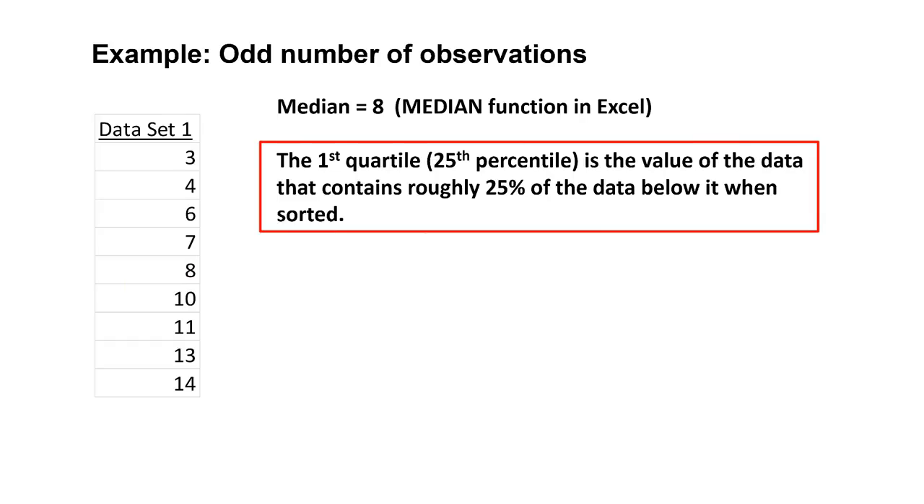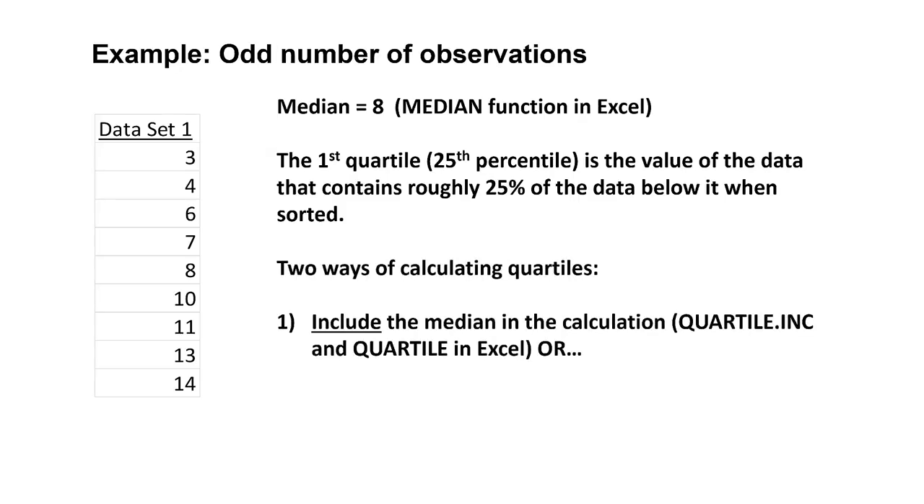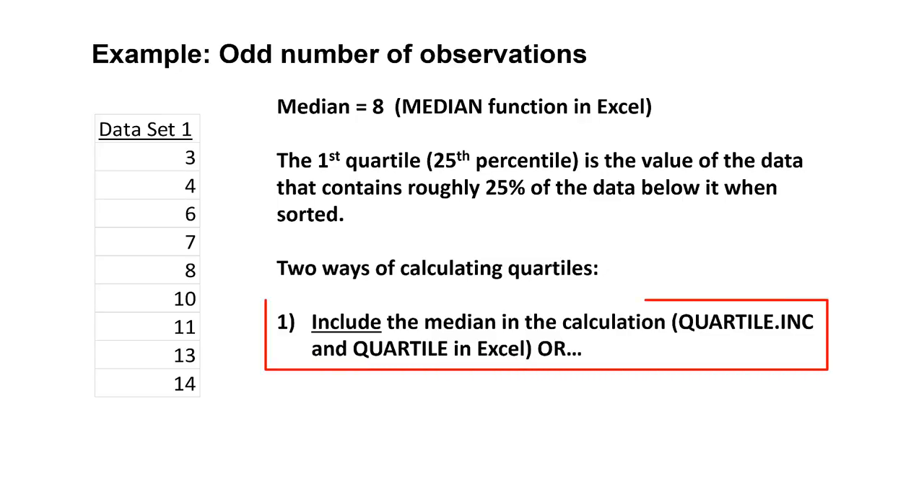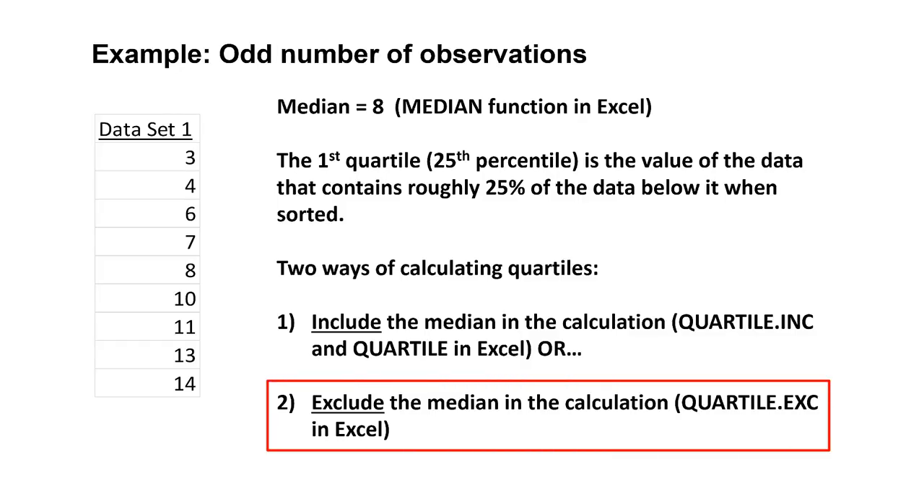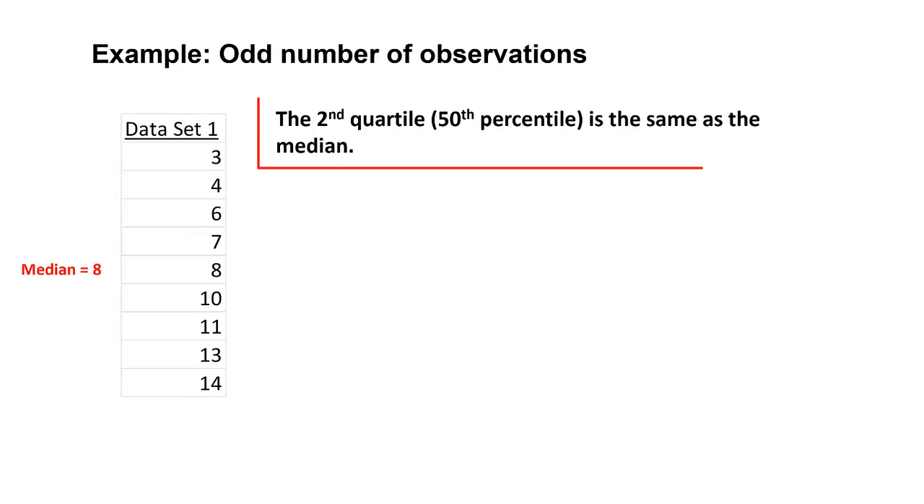The first quartile, if we have an odd number of observations, which we do here, is the value of the data that contains roughly 25% of the data below it when sorted. There's 2 ways of calculating quartiles. The first is to include the median in the calculation, or we can exclude the median in the calculation. By the way, the second quartile, which is also the 50th percentile, is exactly the same as the median.